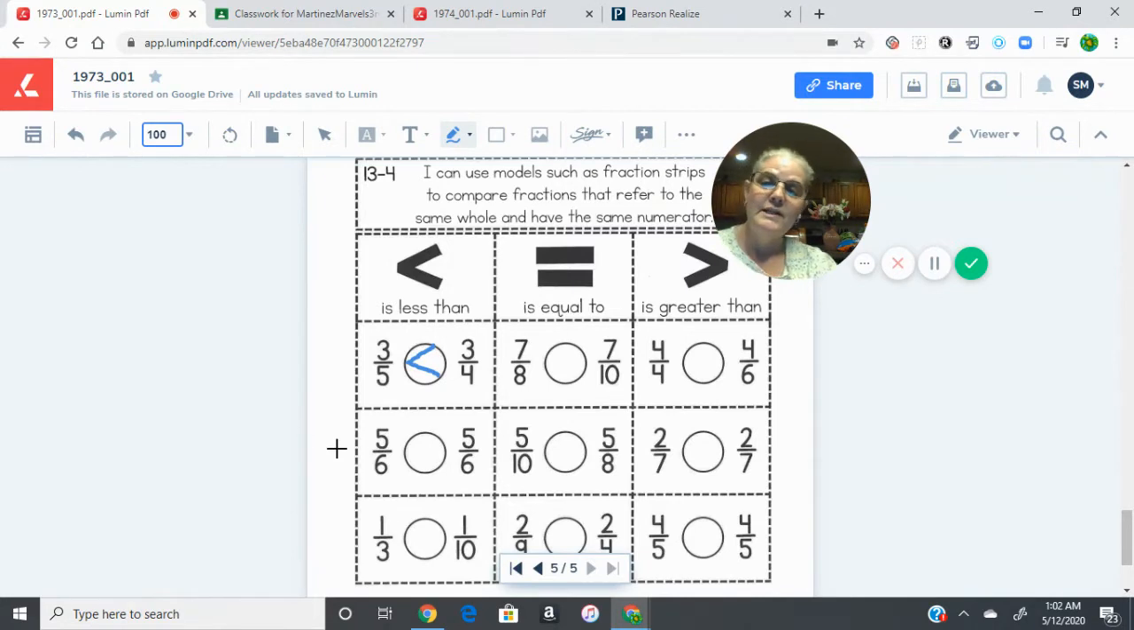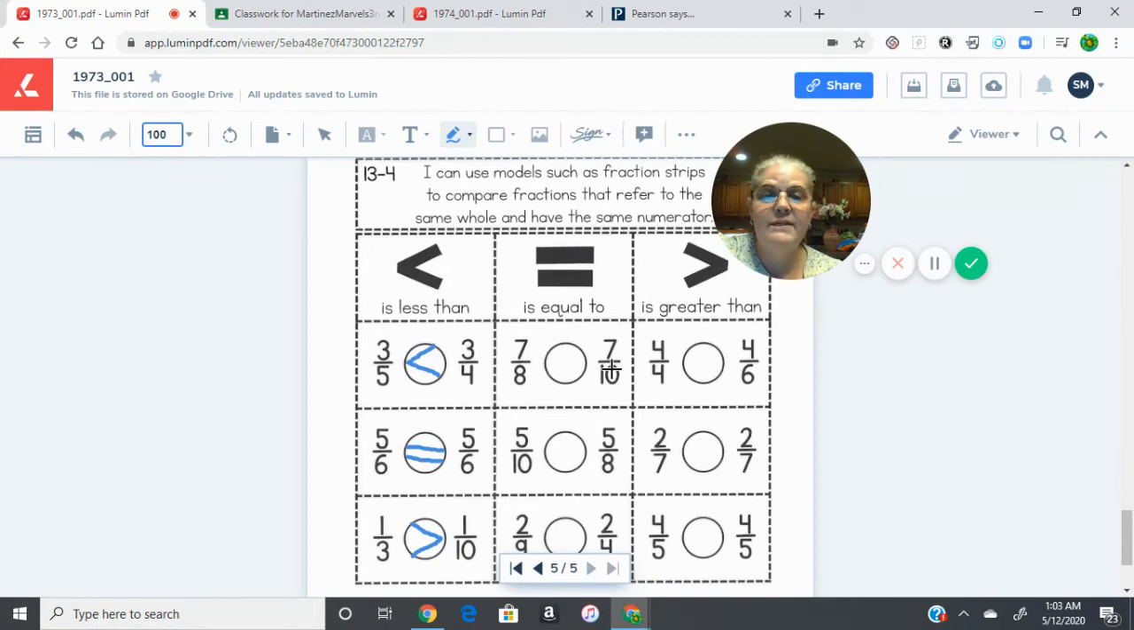How about 5/6 to 5/6? That would be under our equal sign. So you want to glue that under there. 1/3 compared to 1/10. Well, this is only cut into 3 pieces, and this is cut into 10 pieces. So I know I'm not going to get very many on that one. So we want to make this symbol. 1/3 is greater than 1/10. So you'll glue that under greater than.